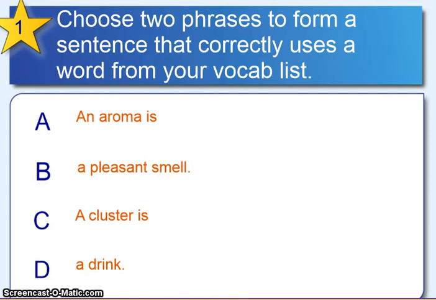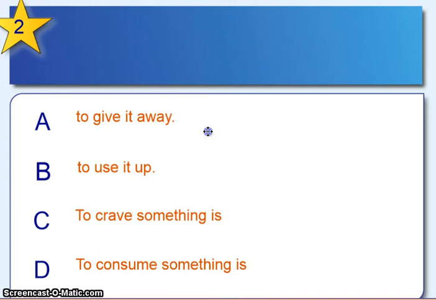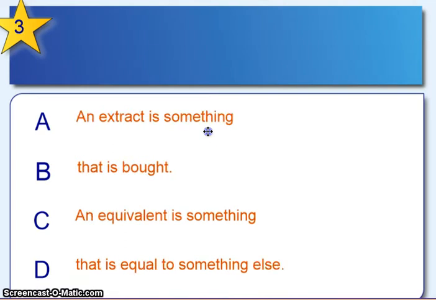A and B are the best option, so we would write A, B on our paper and then write the completed sentence. An aroma is a pleasant smell, and then move on to question number 2. Remember to pause the slide or pause the screen so that you can actually get the question down and completed in your vocab journal. Question 3.